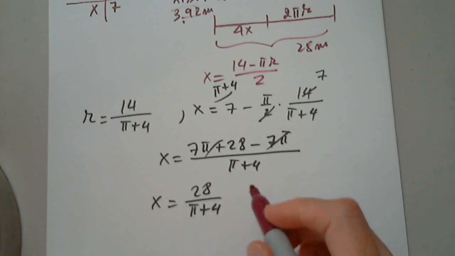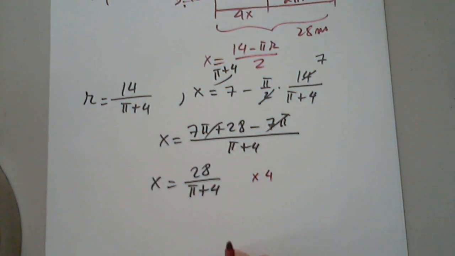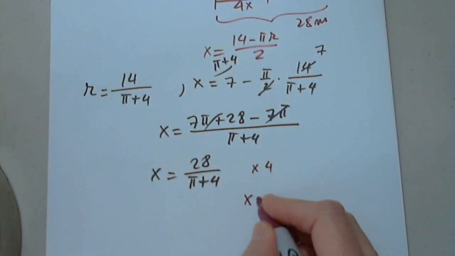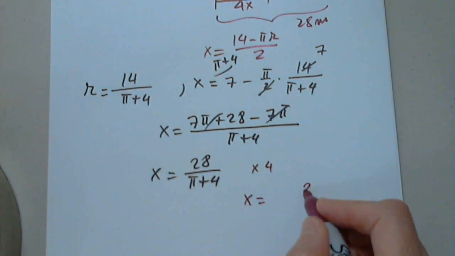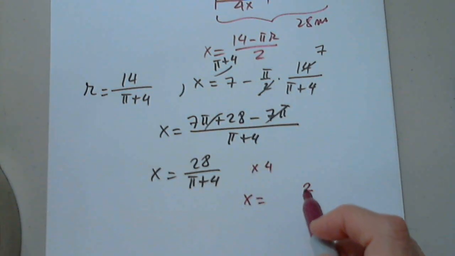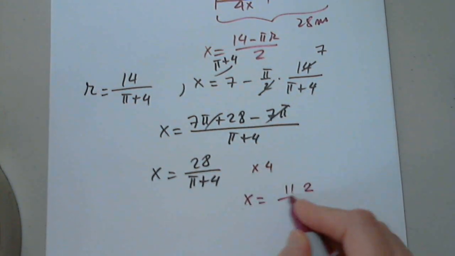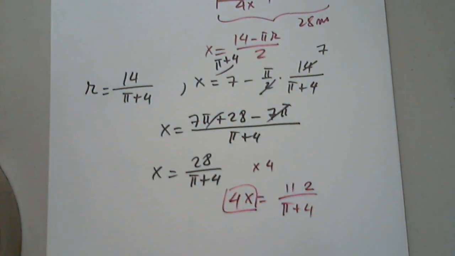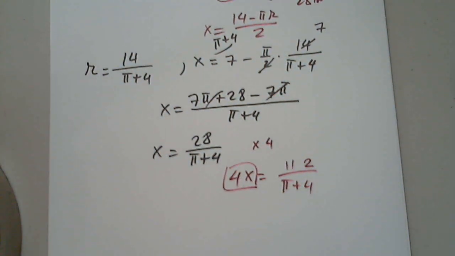Then we have to multiply this by 4, because this is just x. We have to multiply it by 4. So it would be 112 over pi plus 4. So this is 4x. They're asking for 4x. 112 over pi plus 4. That works for me. Good, thank you.